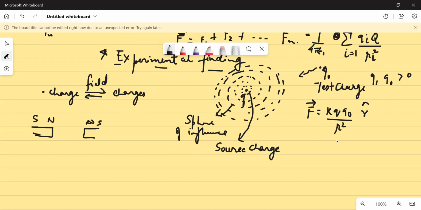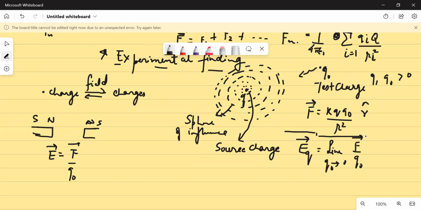Now, what will be the field? Field is nothing but force per unit charge. So the field due to this point charge Q is given by the limit Q naught tends to 0 of the force vector F divided by Q naught. So this is the field.